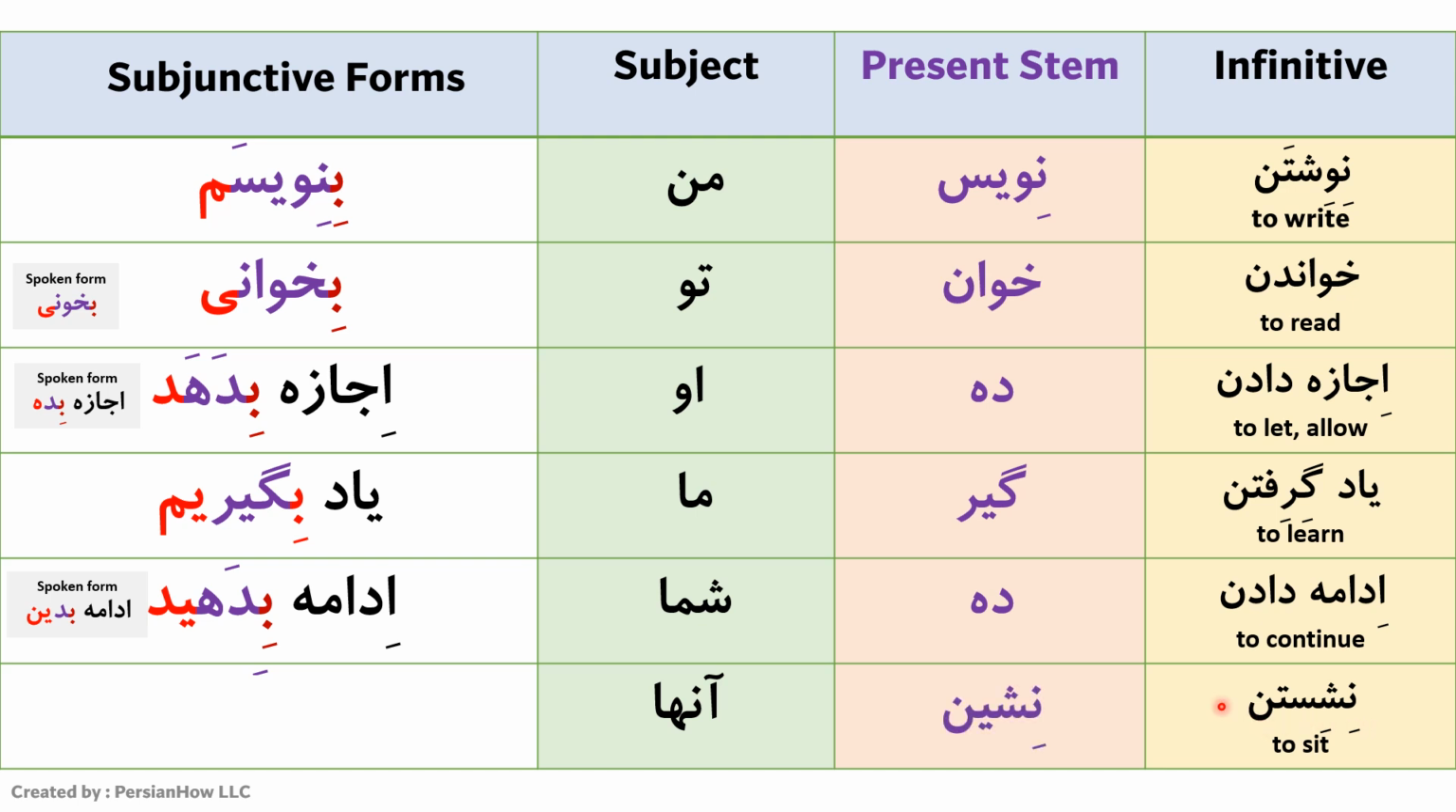نشستن. نشین is the more formal present stem, and the spoken form of it is شین without the nun. So let's do the formal first. So آنها بنشینند. I know there's too many like this, right? بنشینند. This one in the spoken form would be بشینن. So we don't need ne, and then dal is removed, so بشینن.